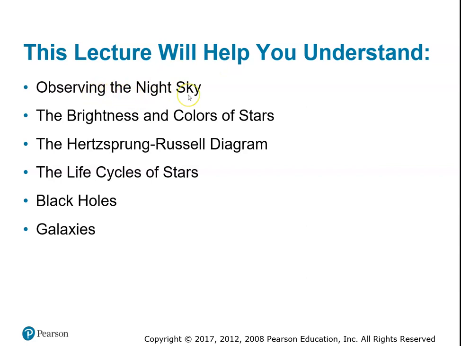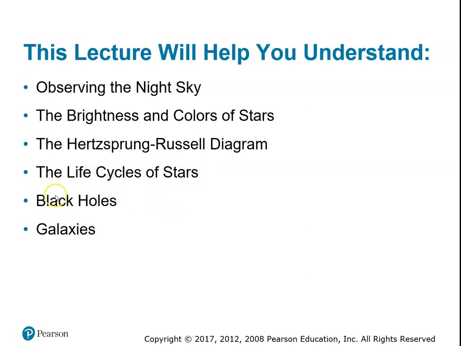All right, so these are the topics we're going to cover. We'll talk about the night sky in general. We have a lab on that, if you haven't had that lab already. We'll talk about the brightness of stars and the color. The color indicates the temperature. There's a very, very important idea called the Hertzsprung-Russell diagram, also known as the HR diagram. This gives you the evolution of stars. The entire life cycle of a star can be seen in this thing called the HR diagram. The life cycle of stars, of course, is very much related to that.